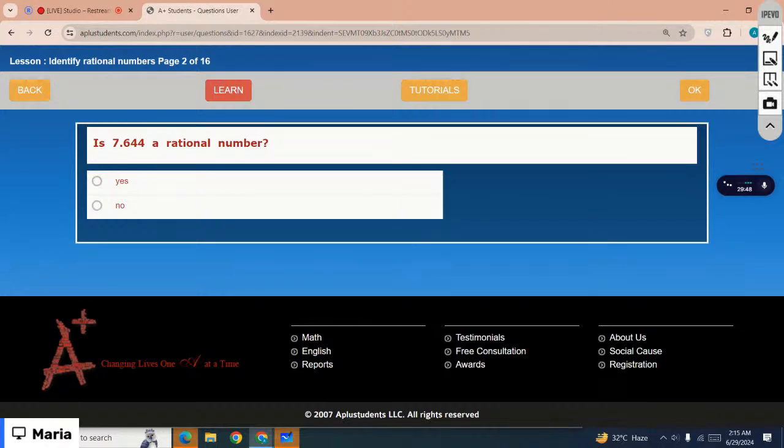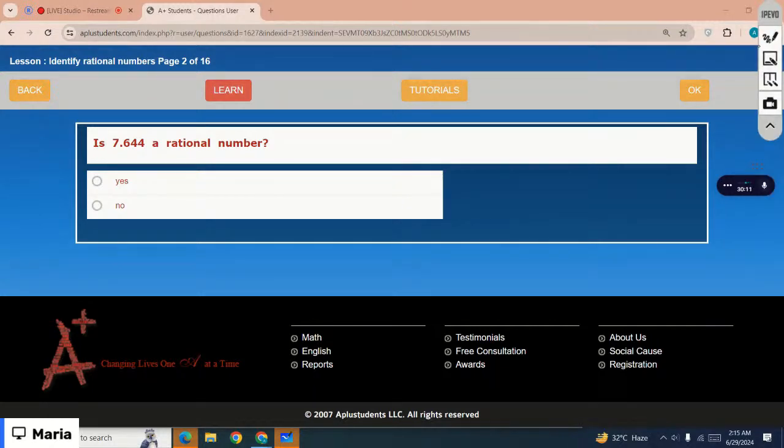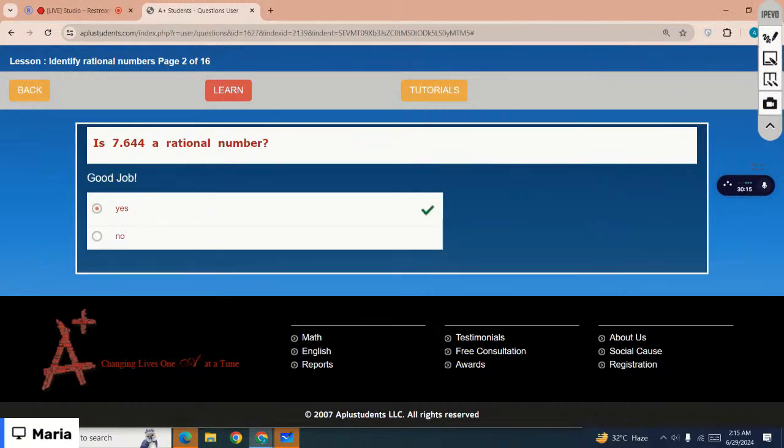The next one is, is 7.644 a rational number? The correct option is yes, it is a rational number, right? You can remove the decimal point and write it as 7644 over 1000, since you have three digits. So, yes, that is a rational number. The correct option is yes. Got it? Because you can write it in the form a by b. So, option number 1 is the correct option. Yes, it is a rational number.